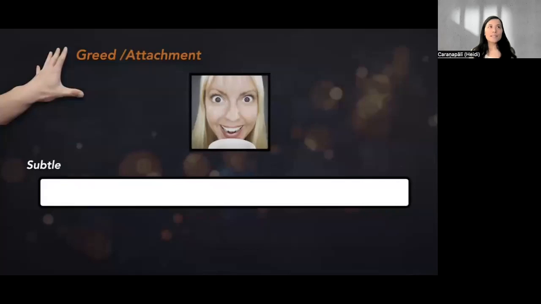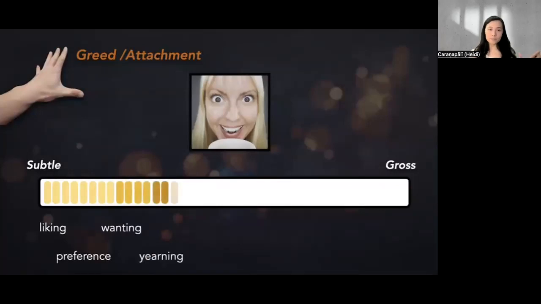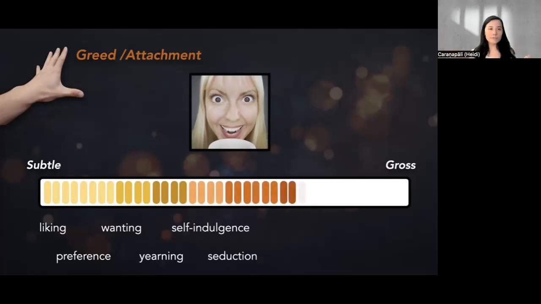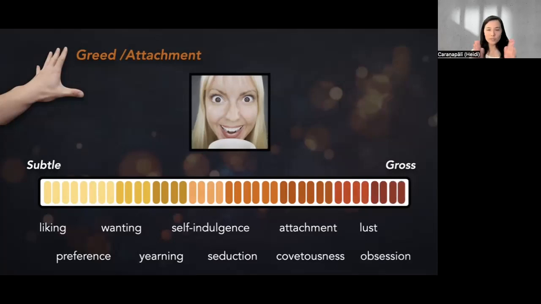Now remember that what we call Lobha in this Pali word has a really big range. From the very subtle, just a wanting, a preference, a little liking, up to the very gross forms of attachment, lust, and obsession, all of them are called Lobha. So there are very many different degrees of Lobha, but all of them are included.